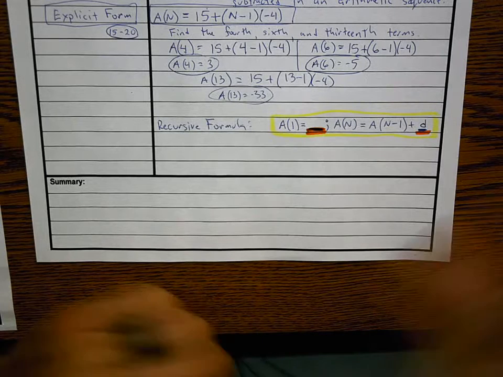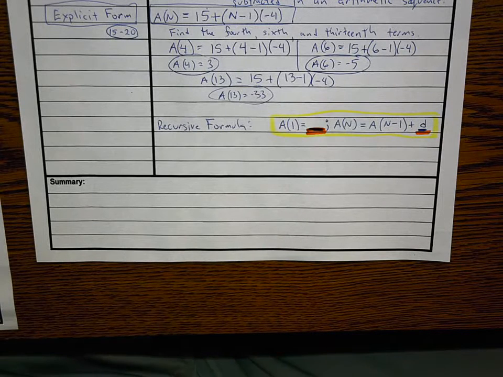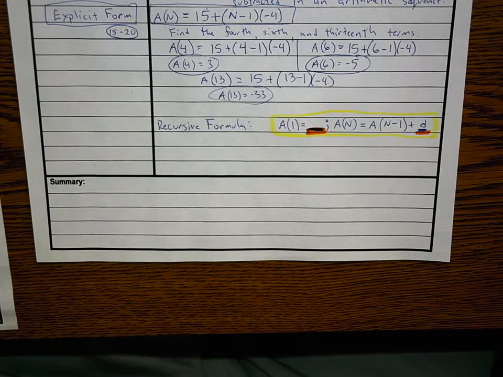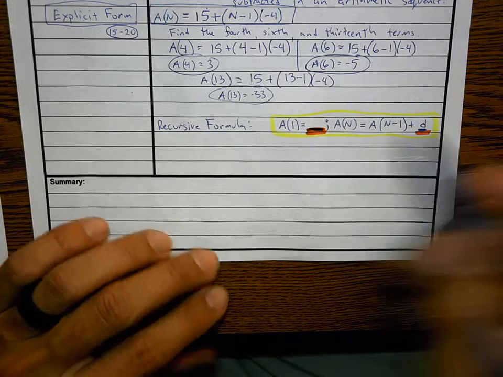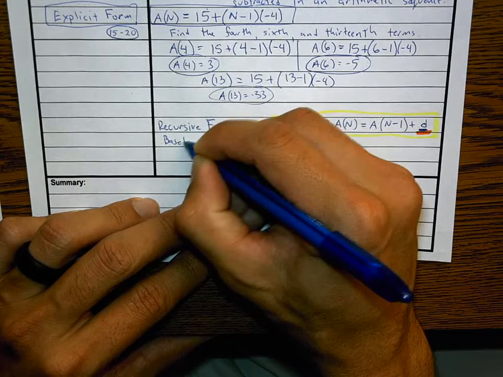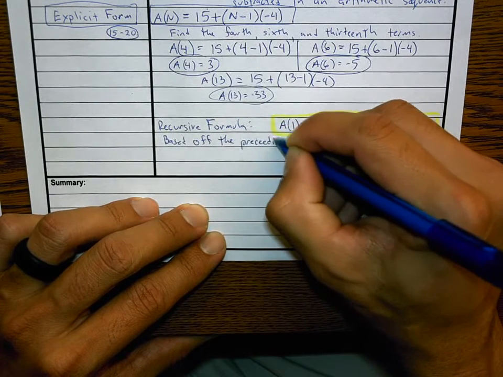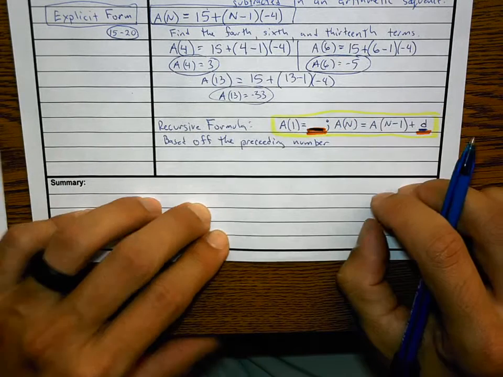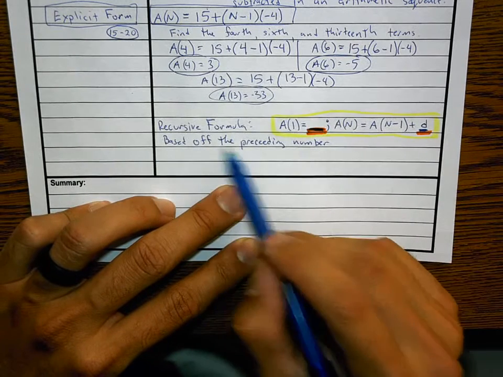What's different about the recursive formula is, why is there this one and why is there explicit? Explicit, you can find any value anywhere along the line. The recursive formula is the formula that is based off the preceding number. I know this is going to be a little bit hard, but I'm going to do my best to explain what this means. It's based off the preceding number.